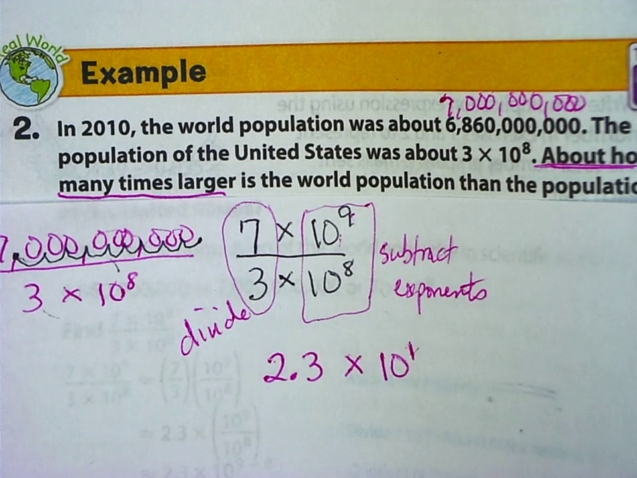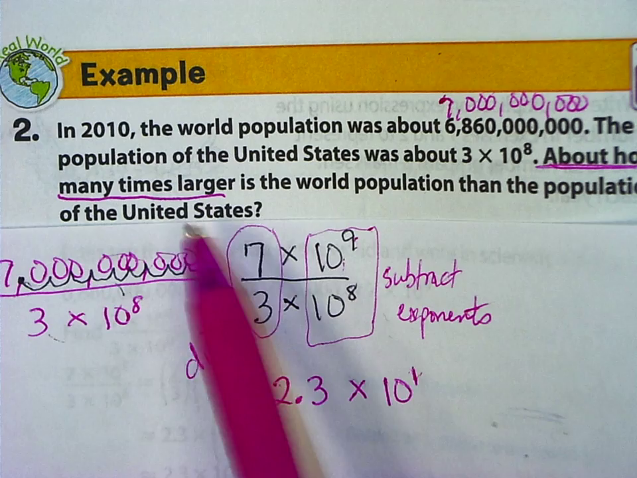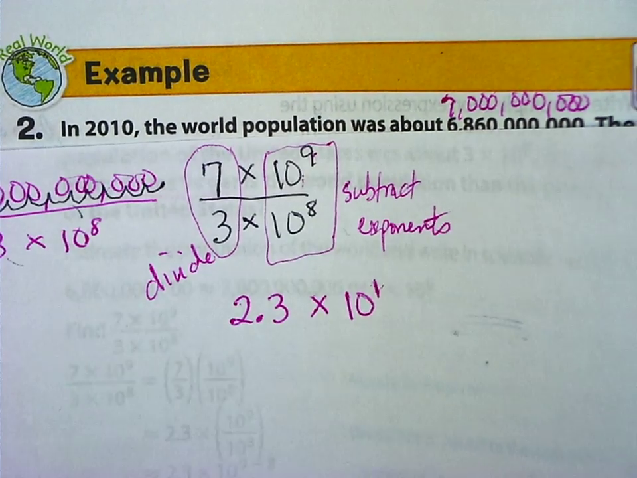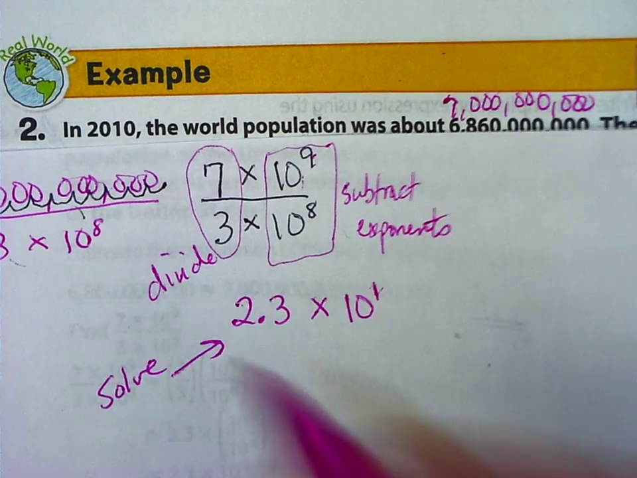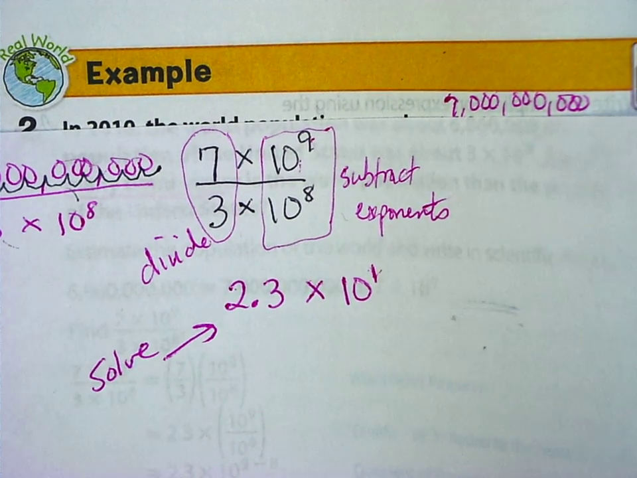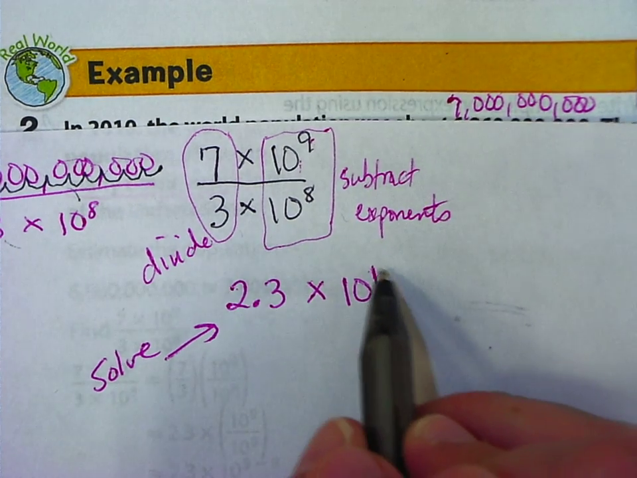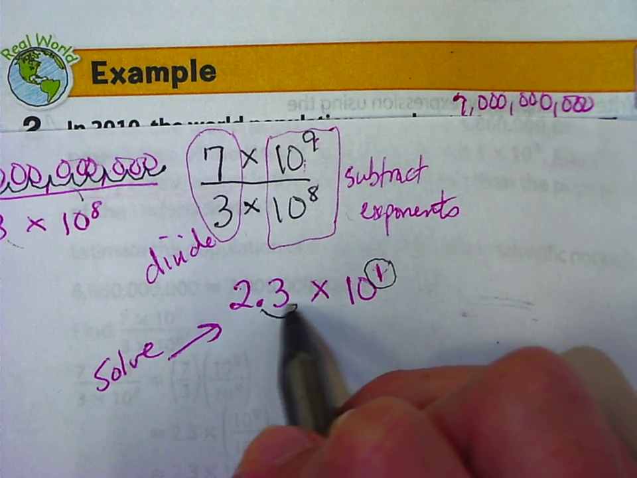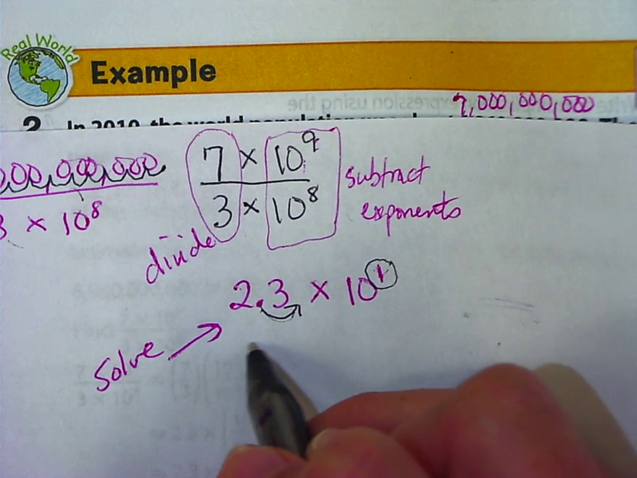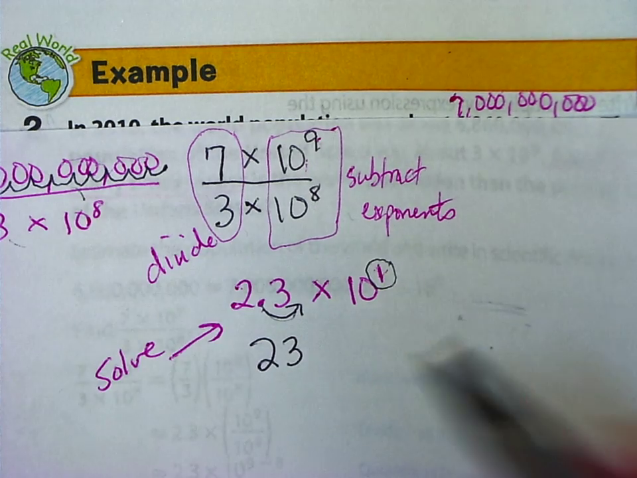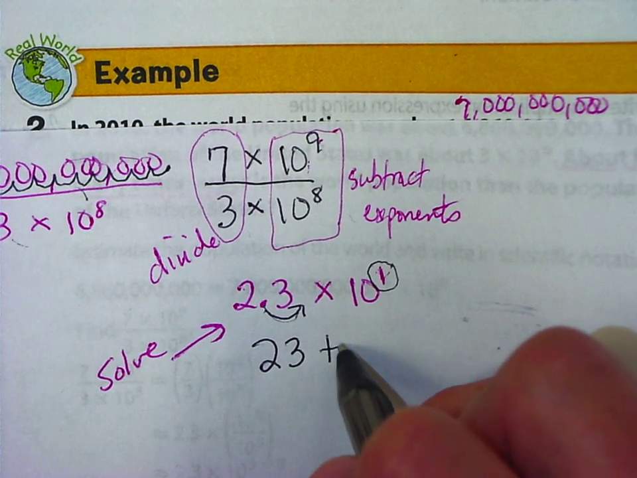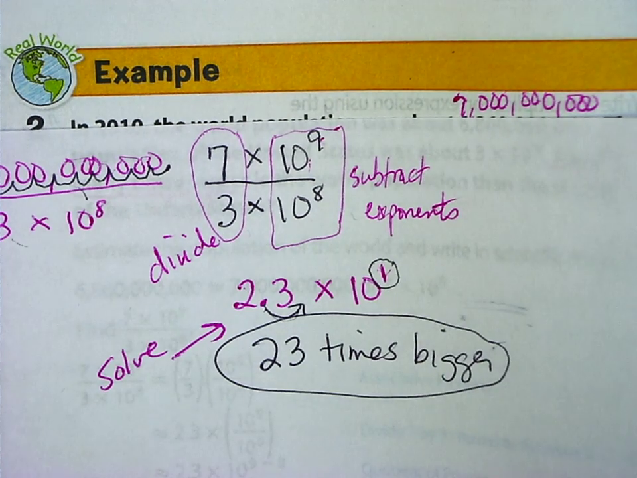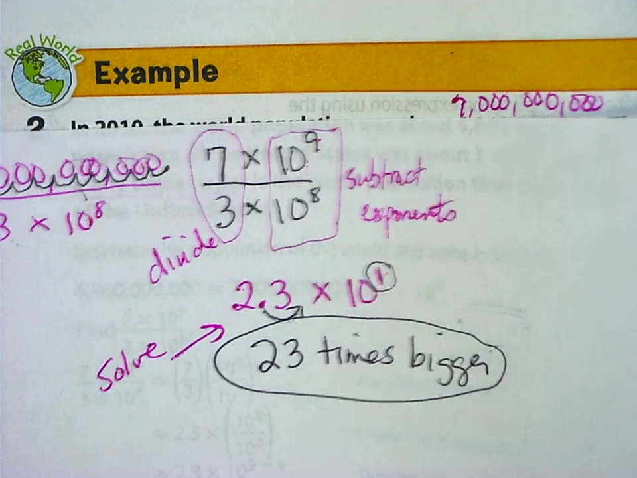And because this was actually asking for a standard number, about how many times larger is the world population than the population of the United States, we're going to solve this final. We're not going to leave it in scientific notation. We're going to solve it and get a number that we can relate to better. So because our exponent is a positive 1, you're going to move this decimal 1 to the right. So if we move the decimal 1 to the right, our number is now 23, and that is our answer. The world population is 23 times bigger than the United States.